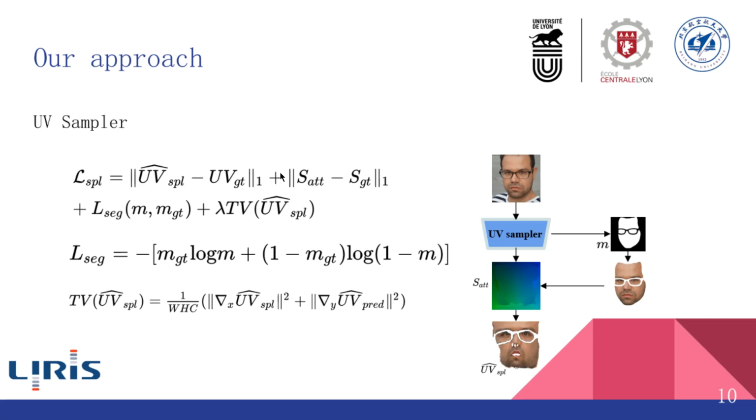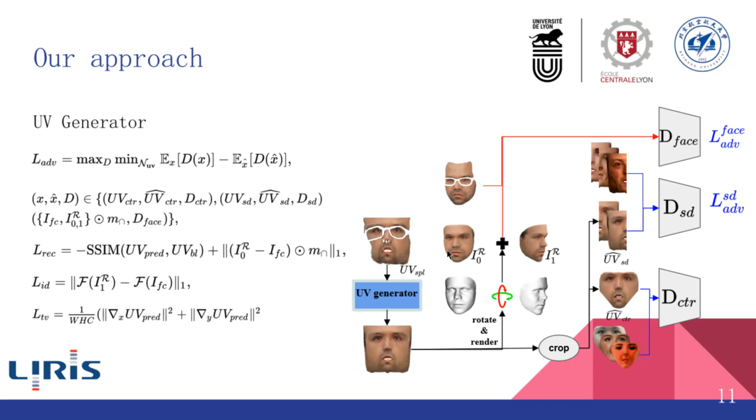The reconstruction loss of the output attention map, where the ground truth is obtained by the fitted 3D shape, the binary cross-entropy loss for the segmentation branch, and the total variation loss to reduce the noise. The UV generator follows a classic encoder-decoder structure. It takes the incomplete UV sample and predicts the complete UV map.